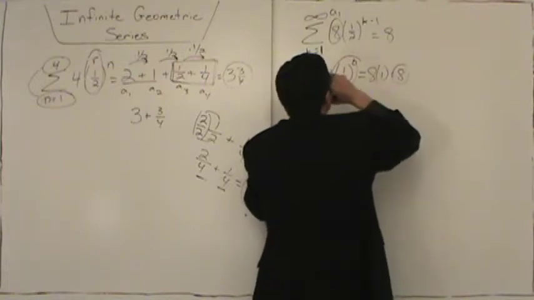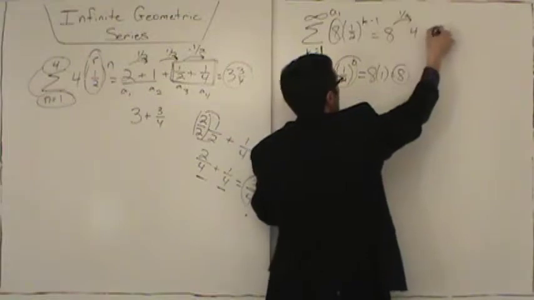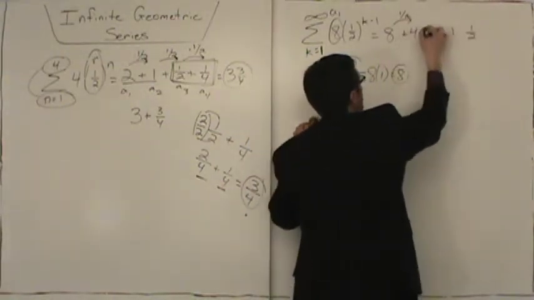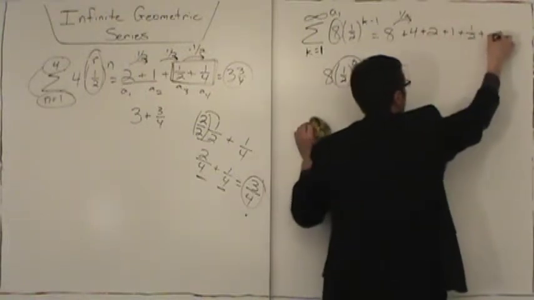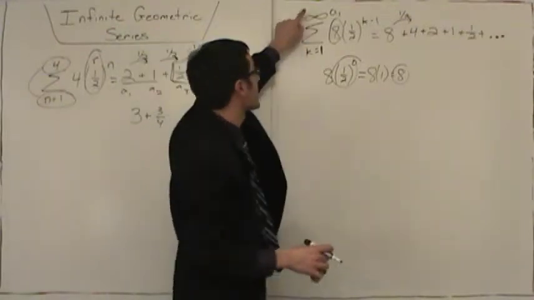We get 8. And now multiply by what? Multiply by 1/2. 8 times 1/2 is 4, times 1/2 is 2, times 1/2 is 1, times 1/2 is 1/2, plus, plus, plus, plus, dot, dot, dot. Why the dot, dot, dot? Because we are adding forever.